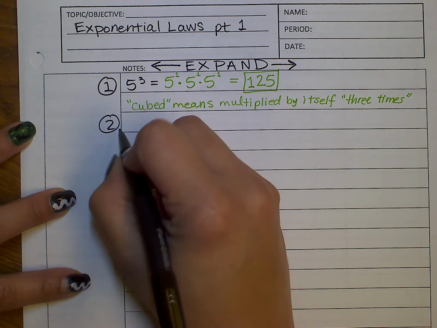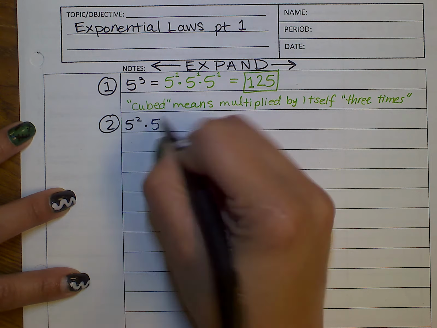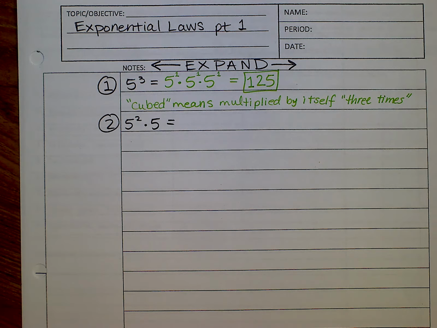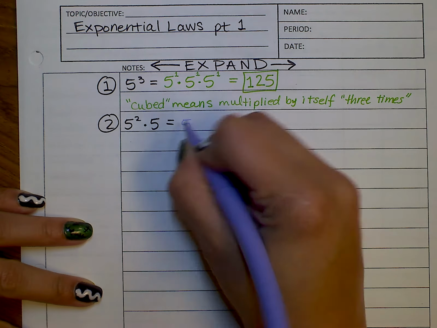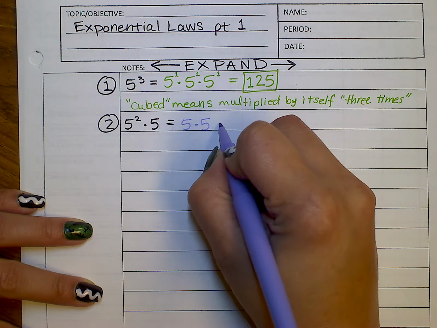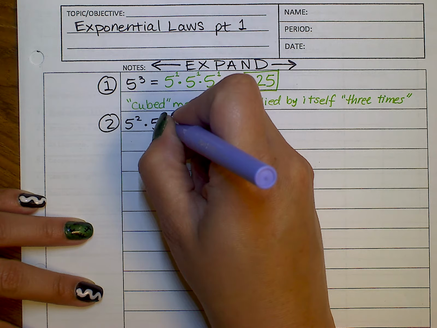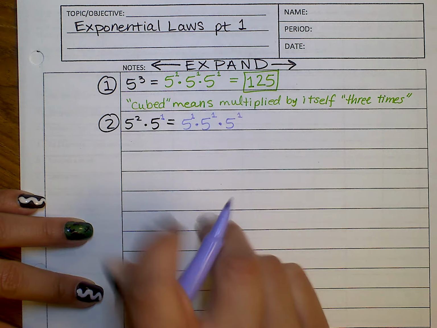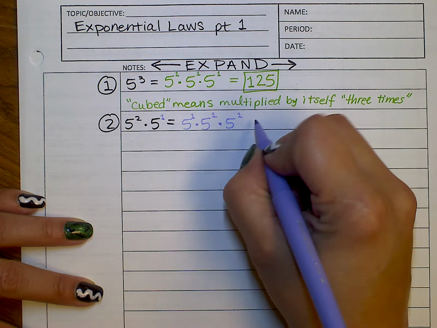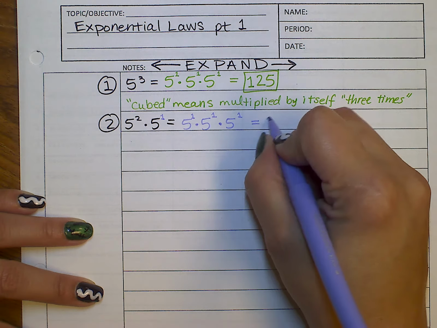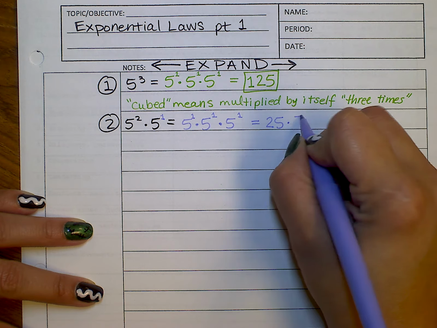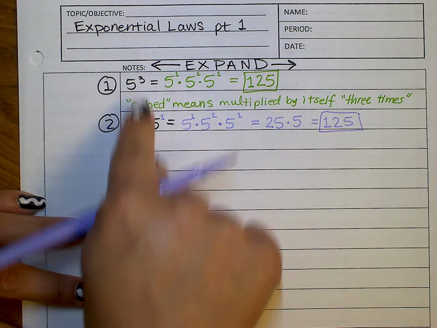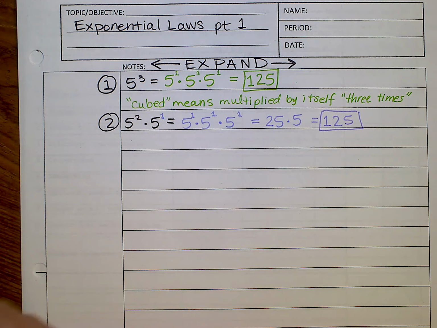Example 2, we had 5 squared times 5. So 5 squared, you guys said, was equivalent to 5 times 5. And this is, of course, 5 to the first power. And we end up seeing that this looks very similar to what we had up above. You guys grouped this up and said 5 squared was equivalent to 25. And 25 times 5 is, again, 125. Even though we have two different questions, they have the exact same answers.